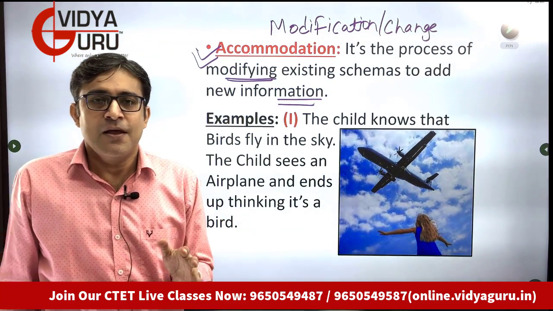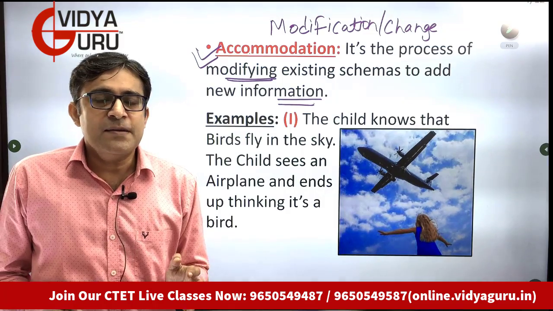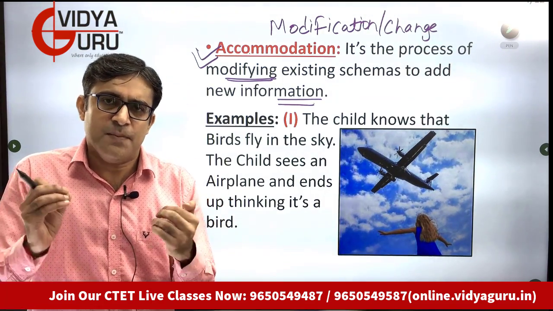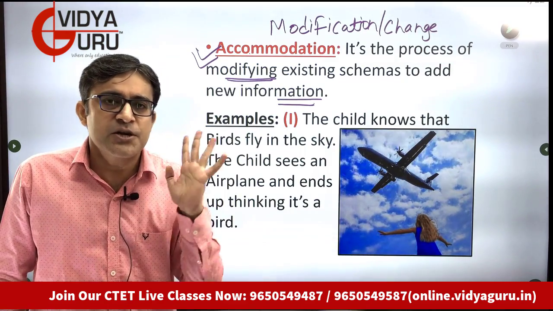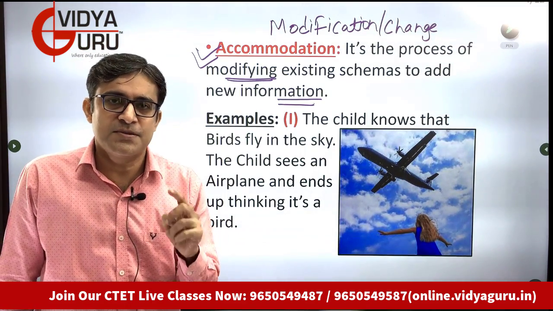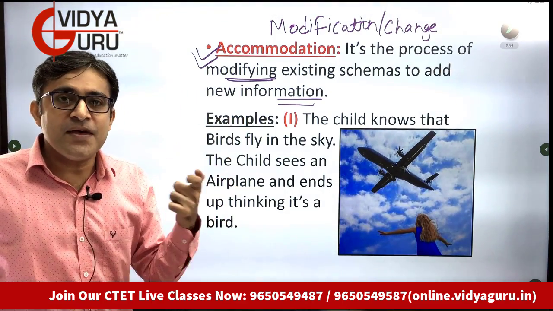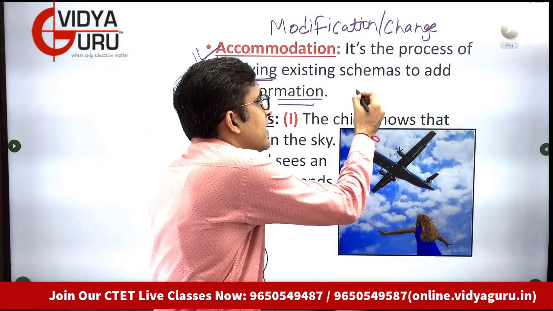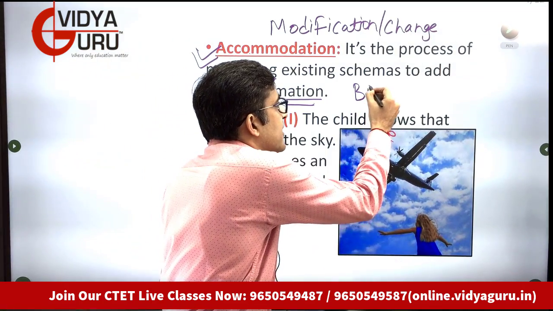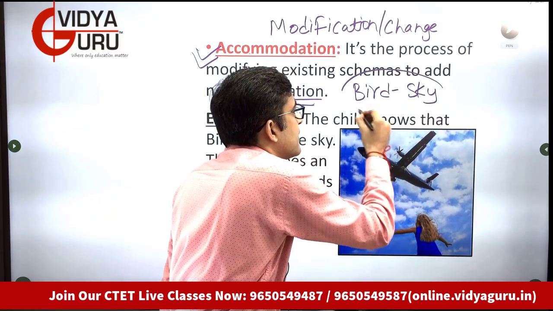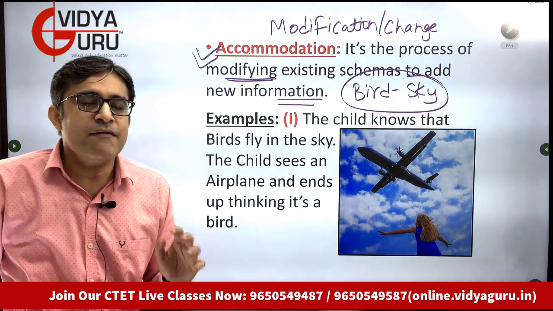You know what happens? Students learn this all the time. Young children learn this all the time. Birds fly in the sky. They keep listening to it all the time from all the adults. Birds fly in the sky. So what is the schema in their mind? Students, the schema in their mind is that if there is something flying in the sky, it has to be a bird.